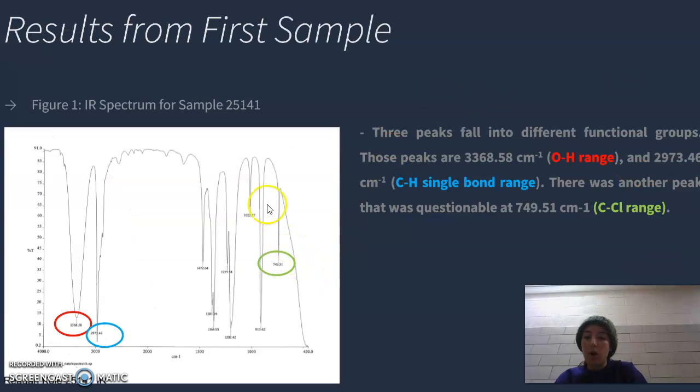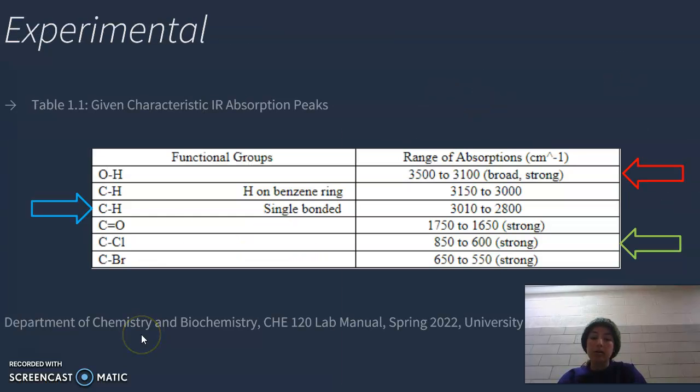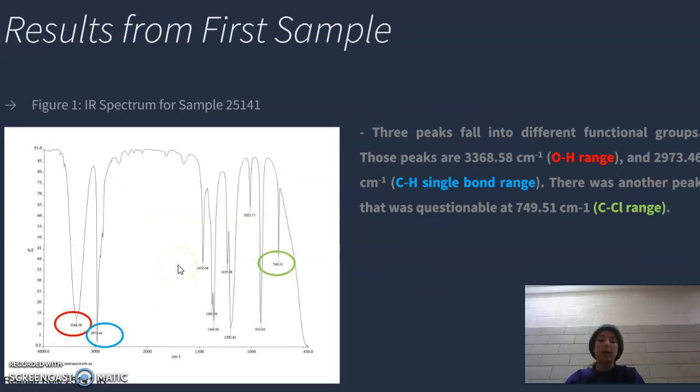I used all of these numbers and cross-compared them to see if any matched with a functional group. You can see that there are 3 circled, so those corresponded with the table and led to the OH range, the CH single bond range, and then the CCl bond range. Circled are the 3.